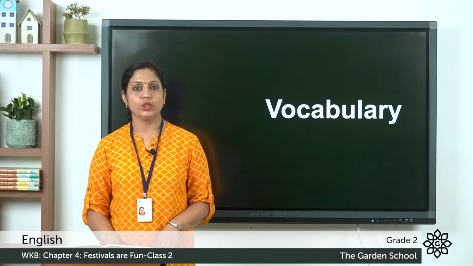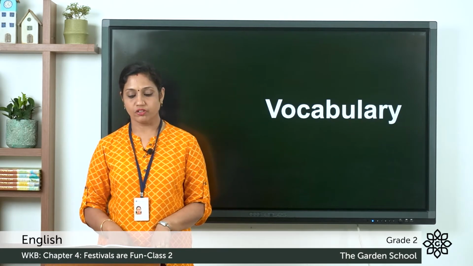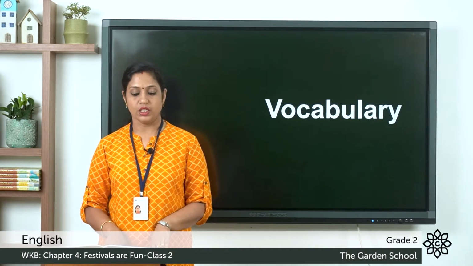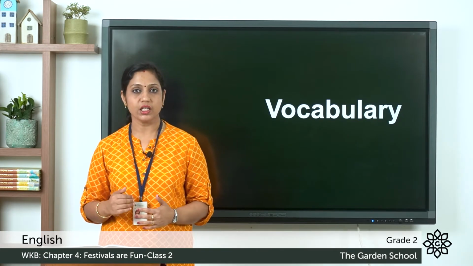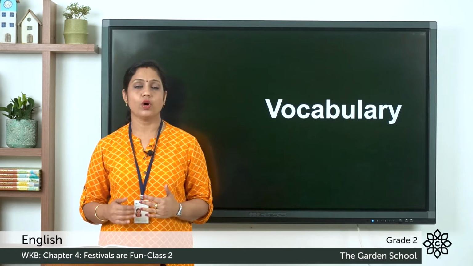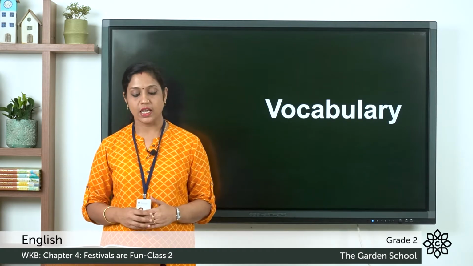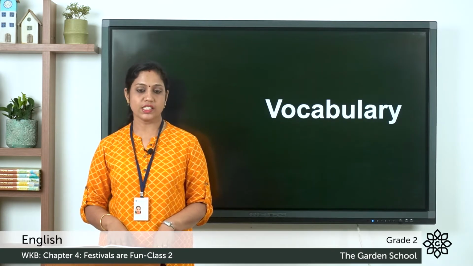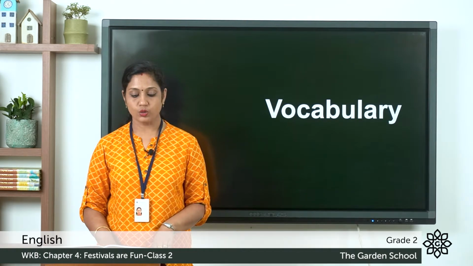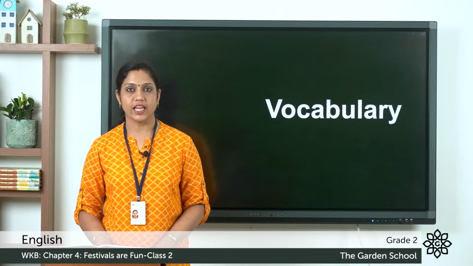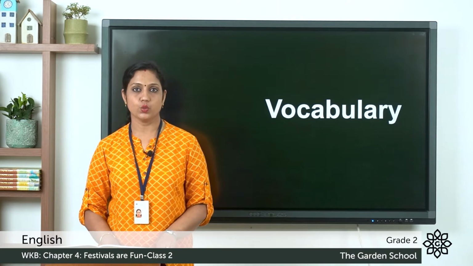Write the nouns that go with these verbs. Choose from the words in the box. So some words are given in the box. We have to match the nouns and the verbs. So let's see what all words are given in the box. It's bicycle, clothes, balloon, nap, picture, house, story and cake. So now we have to match these words.